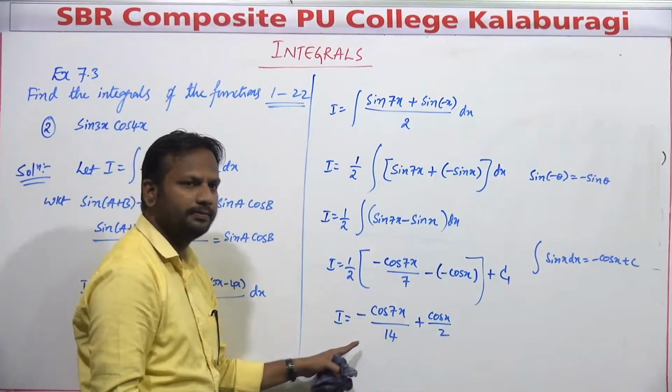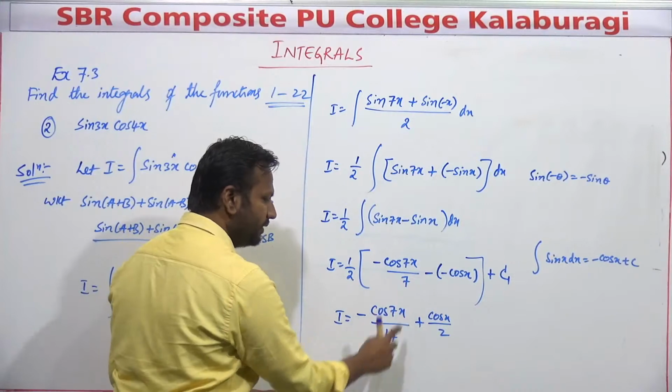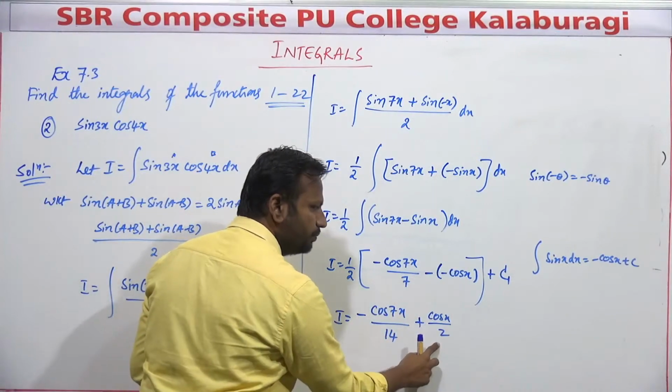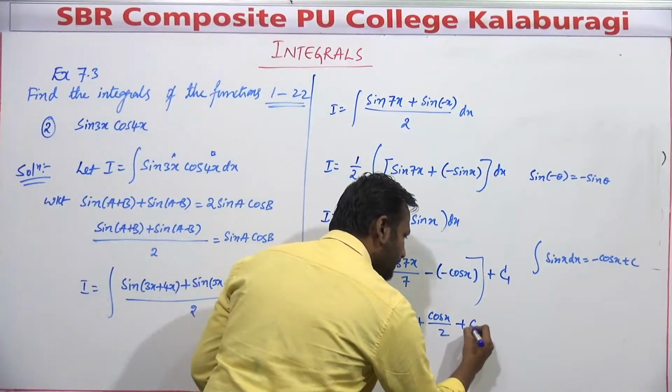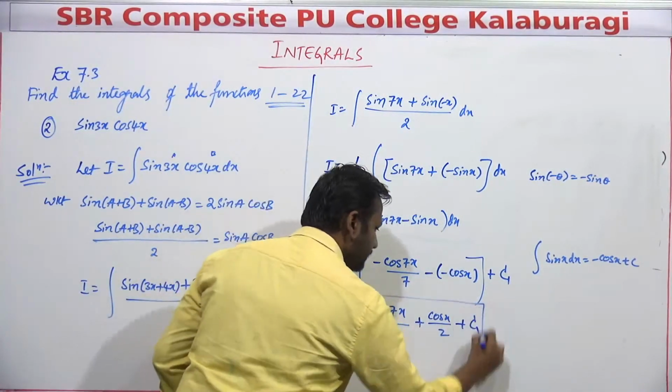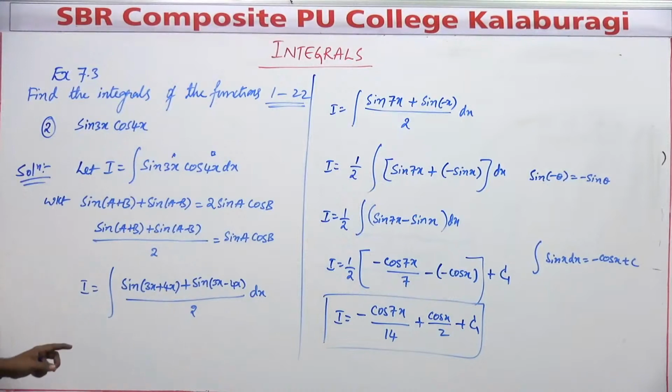I'm writing directly here. Right? So 2 sevens are 14. 2 ones are 2. Right? Minus into minus plus I have written directly here. Plus c. So this is the answer. Got it now? So in this way you have to solve the problem. You just have to practice it.